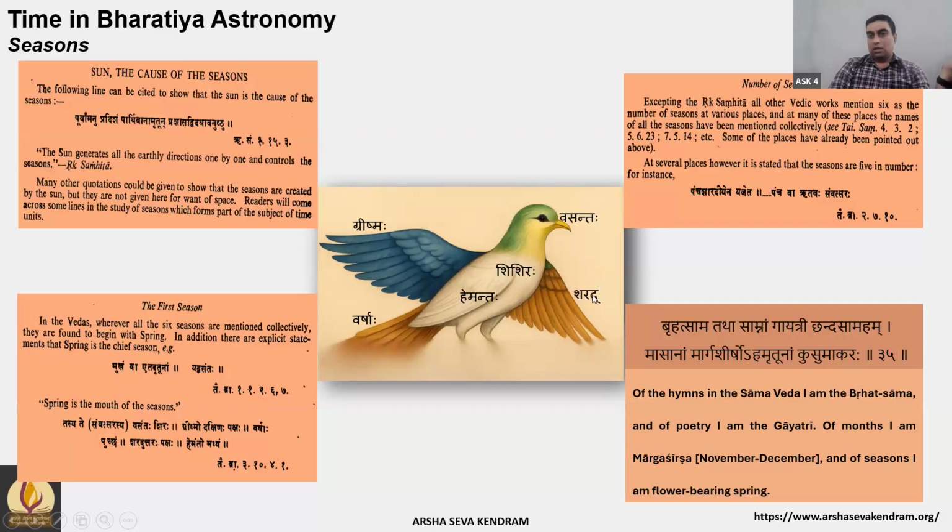However, the texts that refer to 5 seasons usually combine Hemanta and Shishira into one season, and just refer to it as one season. So that's how the seasons are defined.